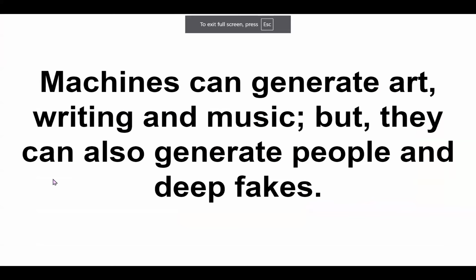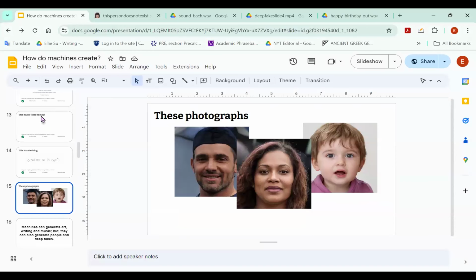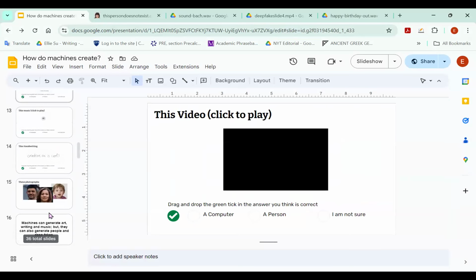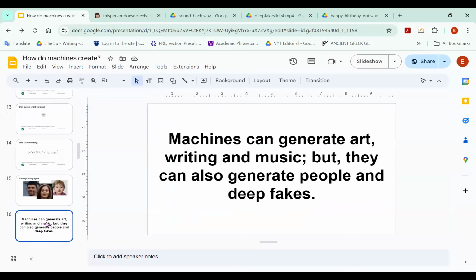So the point is, all of this media that I've shown was actually generated by a computer. What I'm trying to say is that machines can generate media, but they can also generate people in deepfakes, which are videos of people. Many people use deepfakes for bad reasons, like to trick people or give out false information. So we need to use these things in a careful way.